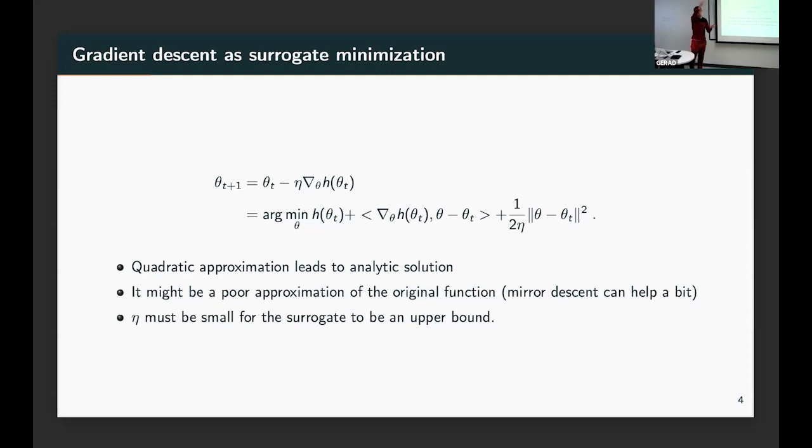When you reach a new point, we build a new surrogate and we do it over and over again, right? And what do you need for this? Of course you want that minimizing that surrogate gives you some guarantee on minimizing the original function. One easy way to get this guarantee is that the surrogate is an upper bound on the original function. The only free parameter you have at your disposal is the parameter eta. So eta needs to be small enough so that this is an upper bound, right?